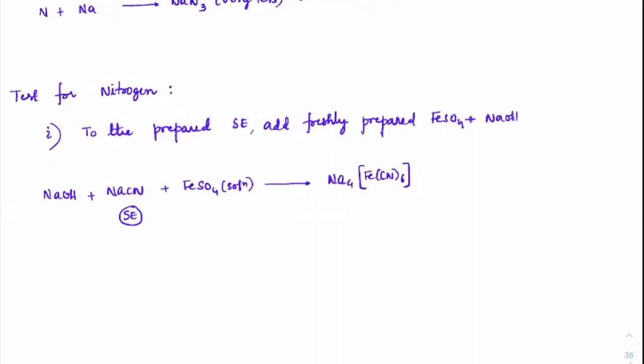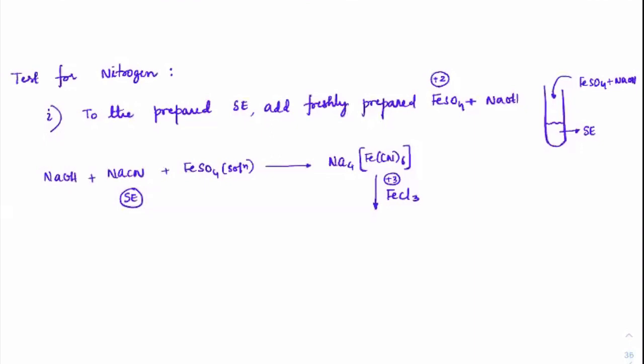Got it? So first, suppose this is a tube in which I have a prepared sodium extract. Onto this, I'm adding FeSO4 with some dilute NaOH. We will shake this test tube and keep it aside for some time. After some time, we will add FeCl3 to this. Observe the oxidation state. Earlier, when you were adding FeSO4, it was +2 oxidation state. Now it is +3 oxidation state.